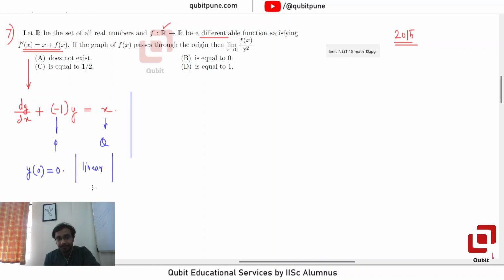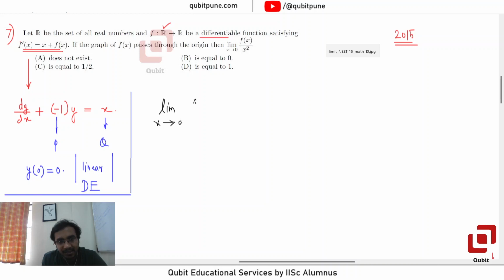Okay, I will leave that part to you. You people know the general solutions: y into e raised to integral p dx equals integral of q into e raised to integral p dx plus c. Okay, that big expression. But what we will now try to do is solve the problem without solving for y or f of x.